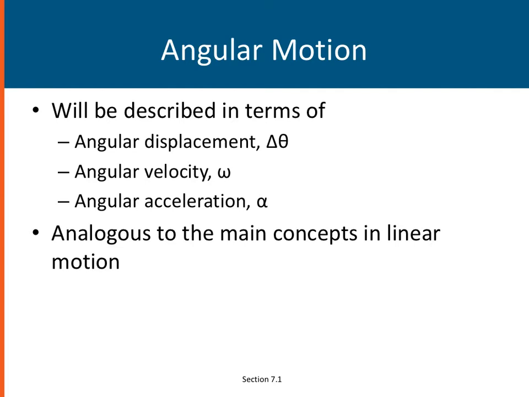So you guys already know what displacement, velocity, and acceleration are, but now we're going to have angular displacement, angular velocity, and angular acceleration. So angular displacement is going to be delta theta. It's a change in an angle. Angular velocity is going to use that weird little W. And then angular acceleration is going to be our little alpha. So it looks like a little curly A. And we'll talk about how these are related in a minute.